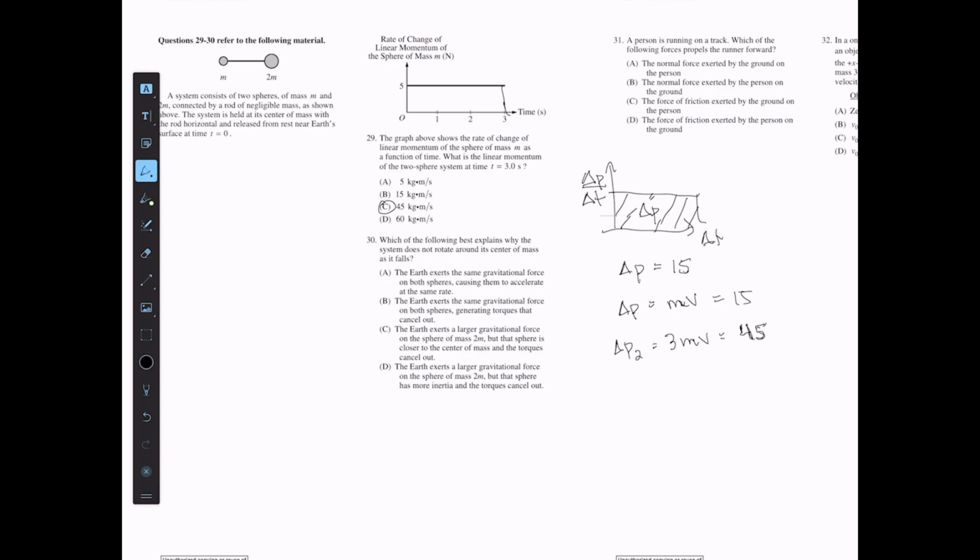The Earth exerts the same gravitational force on both spheres, generating torques that cancel out. No, it does not exert the same gravitational force on both spheres. The Earth exerts a larger gravitational force on the sphere of mass 2m. That is true. But that sphere is closer to the center of mass, and the torques cancel out. Yeah, that's true. Since 2m is more massive, the center of mass is around here. So if you have a larger force but a shorter distance, that's going to be the same torque as a longer distance but a smaller force.